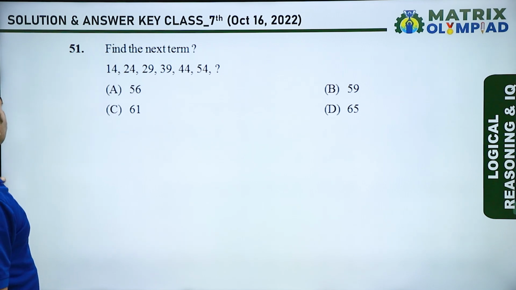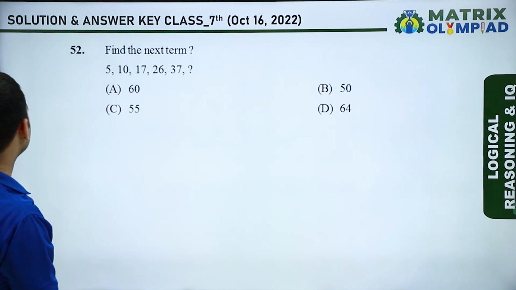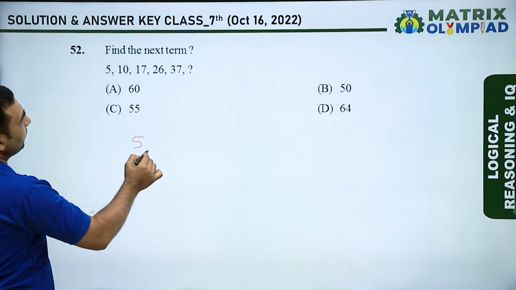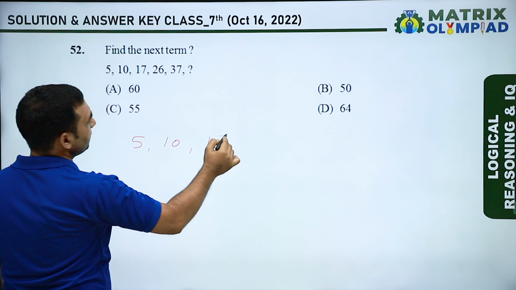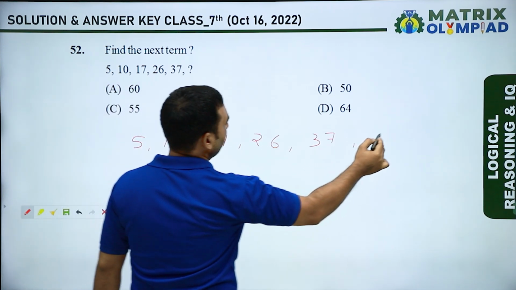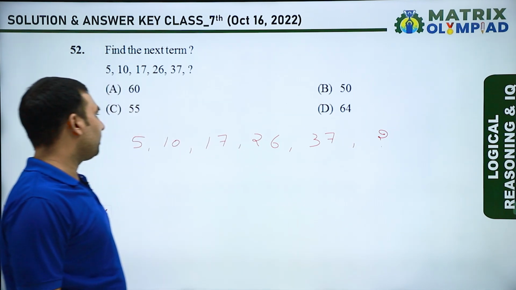Next question. Our question is 5, 10, 17, 26, 37. What is the next term?